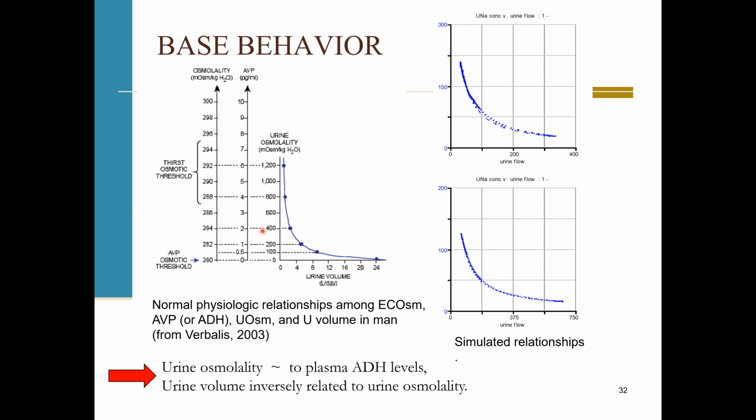Urine osmolality is proportional to the blood level of antidiuretic hormone, but of course the urine volume should be inversely related to urine osmolality. So in the base run, the model simulated results for that relationship are given here.